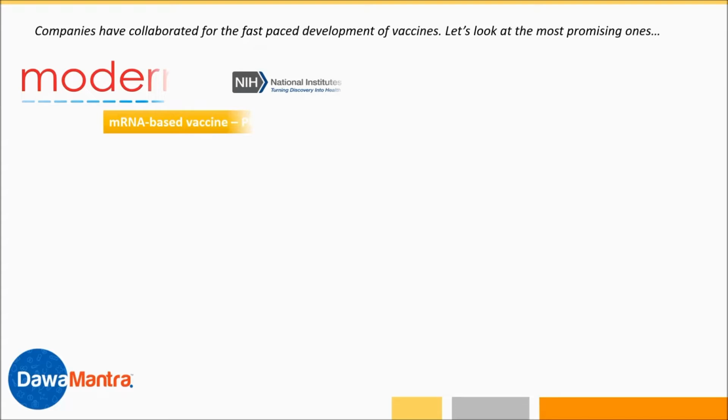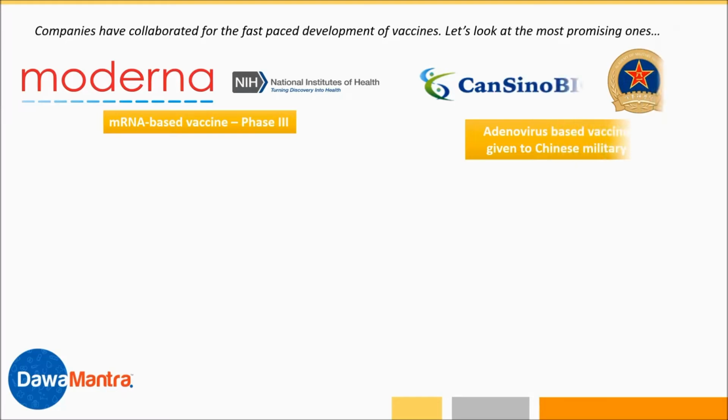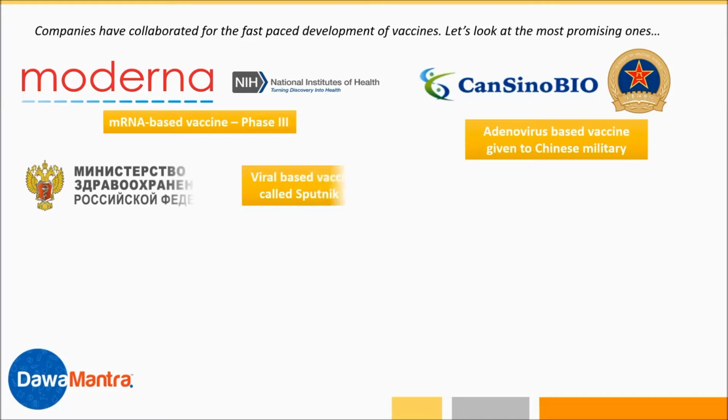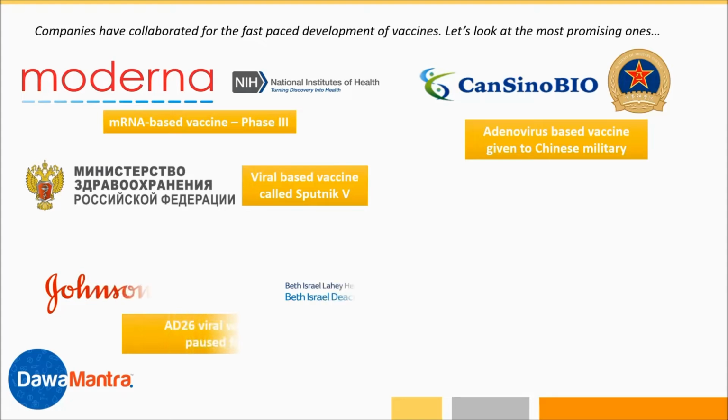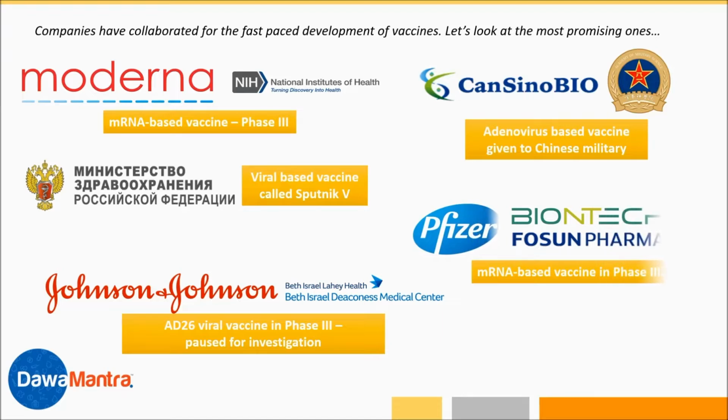Moderna's mRNA vaccine is in its phase 3 trial and may come out in early 2021. A Chinese company, CanSino Biologics, developed AD5 viral vaccine and approved its use in the Chinese military as a specially needed drug. Russia's Gamaleya Research Institute launched its Sputnik V vaccine even before the phase 3 trials began. Johnson & Johnson's AD26 viral vaccine entered phase 3, but it is currently paused due to certain investigation. Pfizer, in collaboration, developed an mRNA-based vaccine already in phase 3.